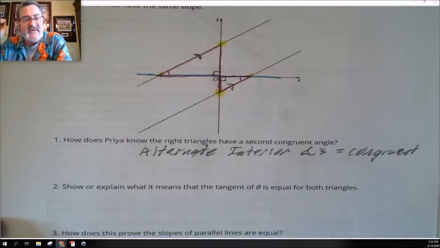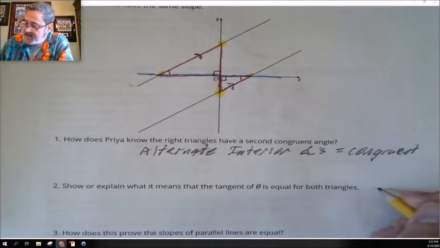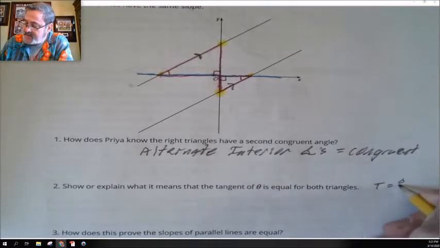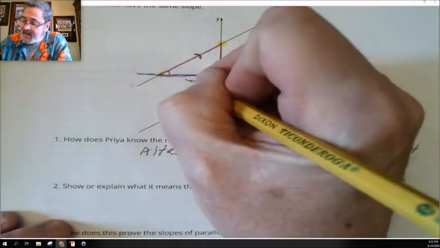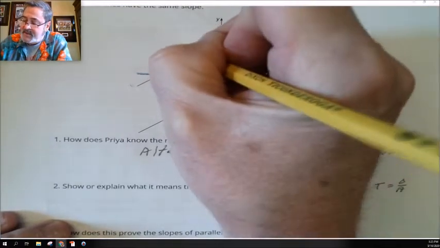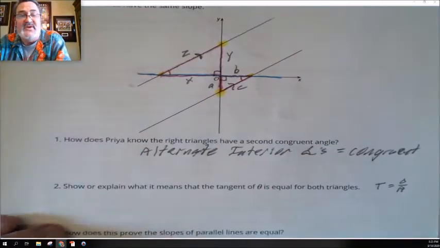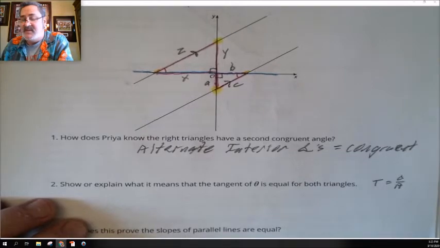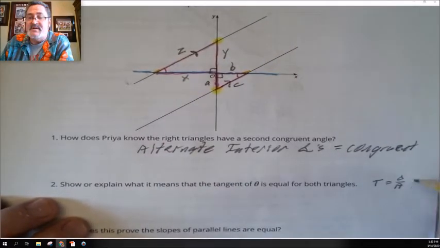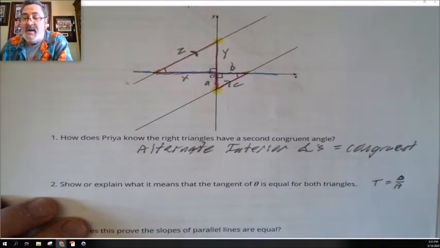So what is the tangent? Remember tangent? We had SOHCAHTOA. Tangent was opposite over adjacent. So what she's saying, if we label these sides, let's call this triangle X, Y, and Z, and we'll call this one A, B, and C, just to give us something that we can talk about for the sides. So saying that the tangents are equal, that means the tangent, if you remember, is the opposite over the adjacent.